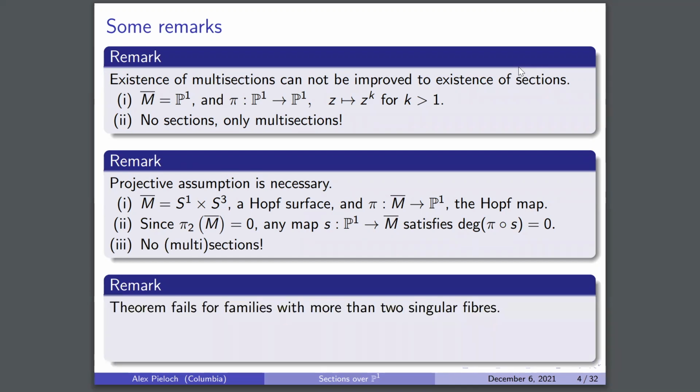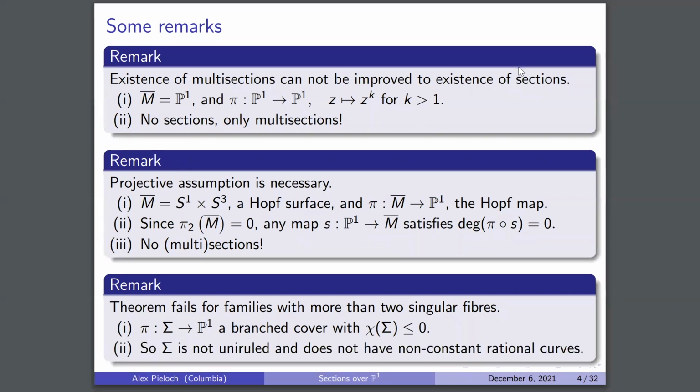The final remark is that this theorem fails as soon as we allow for more than two singular fibers. So two or less is the optimal bound. And again, the counterexample is fairly simple. You just take some branched cover over P1 such that the Euler characteristic is negative, so you either have a torus or some number of donut holes. Clearly it's not going to be uniruled and it's not going to admit any rational curves, so no sections or multi-sections.